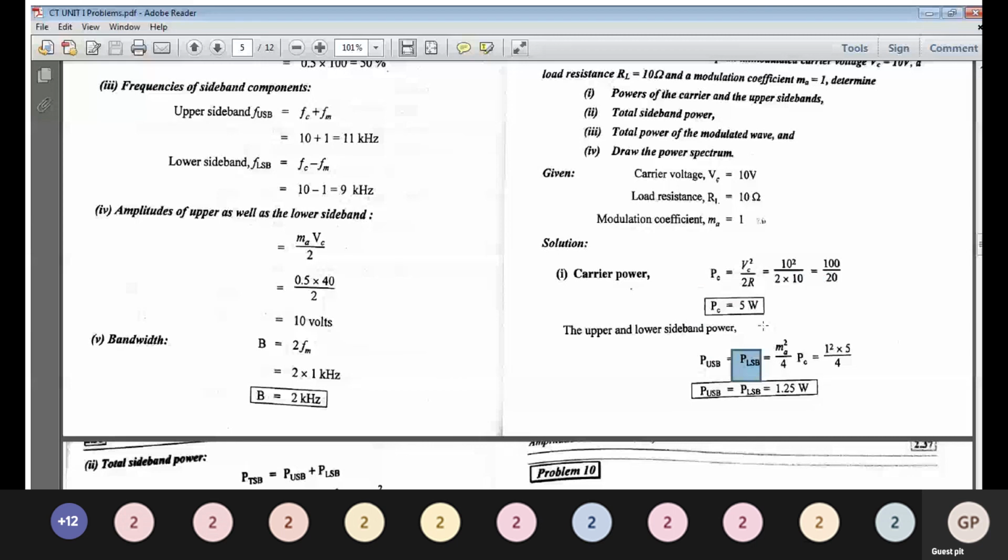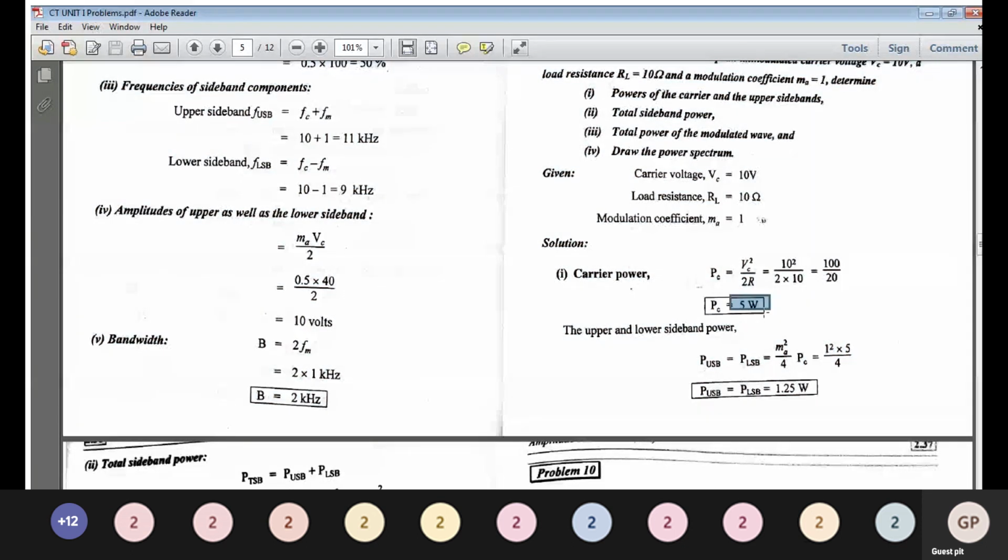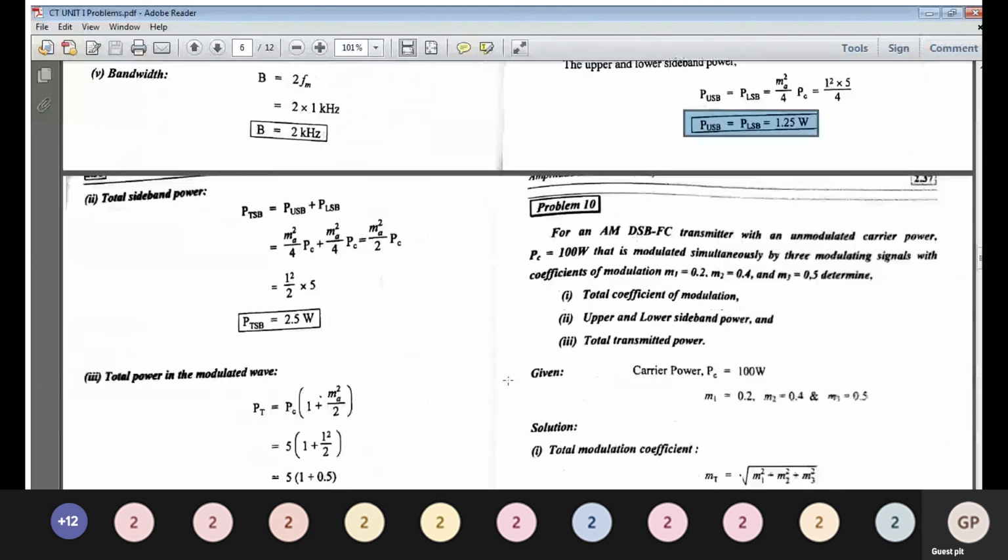Next one is upper sideband power and lower sideband power. That is equal to MA square by 4 into PC. So MA modulation index value is equal to 1. So 1 square into the PC, 5 watts already calculated, divided by 4. So the upper and lower sideband powers are 1.25 watts.